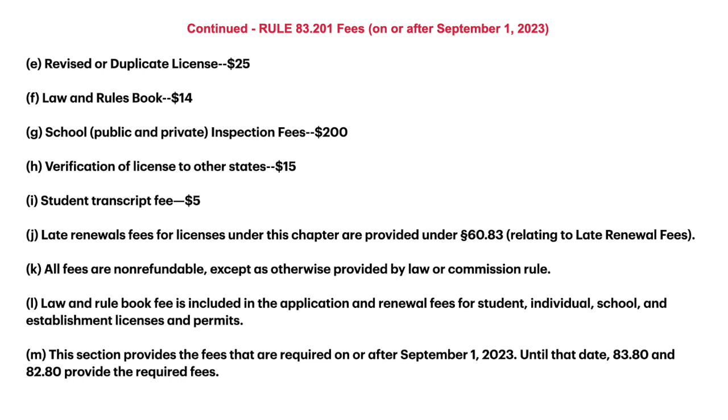Now, the law and rule book fee is included in the application and renewal fee for student and also individual school and establishment licenses and permits. So basically, you renew your license every 2 years. Once you go through the continuing education process, submitting the hours, paying for your license fee, you will receive a new license. And then usually along with that, the state also sends you a new law and rule book. So there you have it.